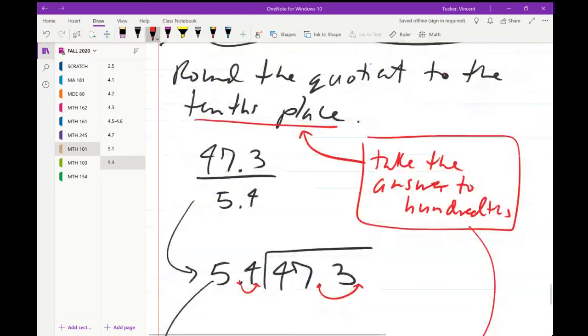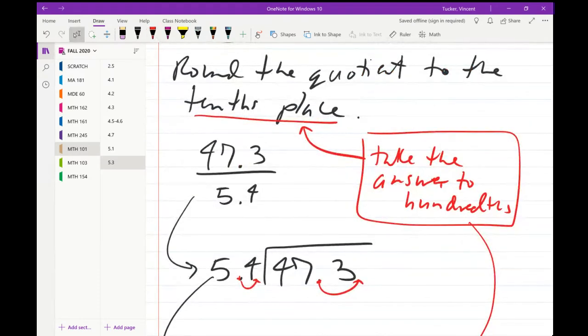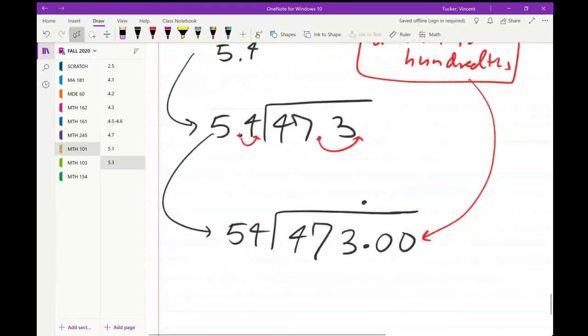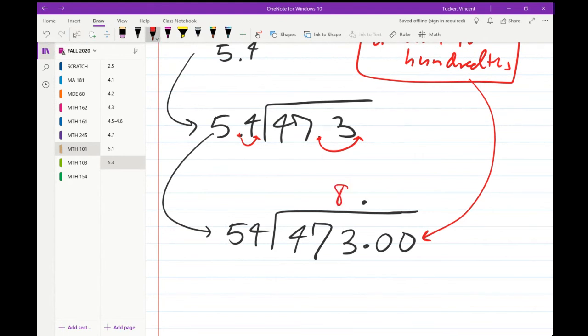So once again, the directions say round to the tenths place, so we're taking our answer to the hundredths place. This answer will go further than the hundredths place, but we don't need to do that because of the directions. All right, so 54 doesn't go into 4 or 47, but it goes into 473 8 times. Let me go back. All right, 8 times 4 is 32, 33, 40. So that's 432.